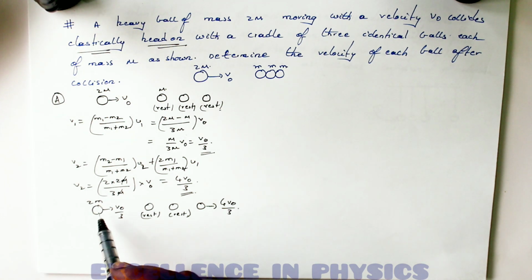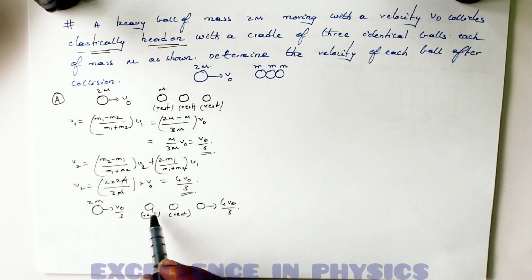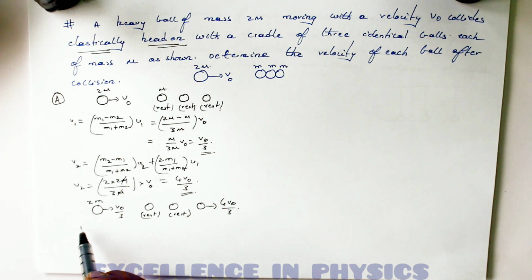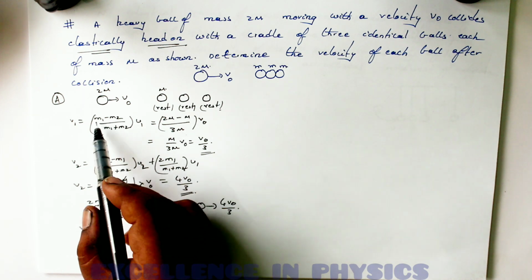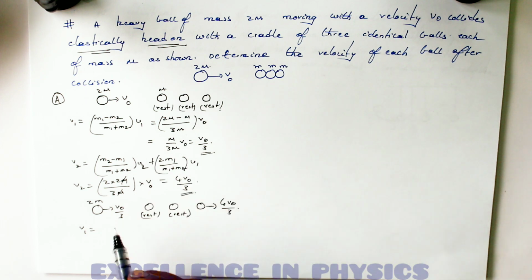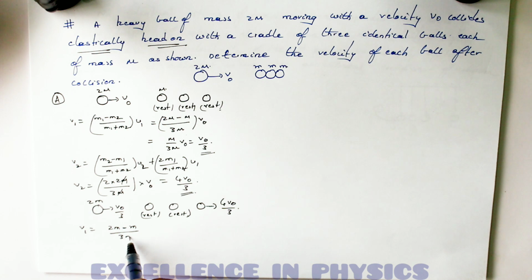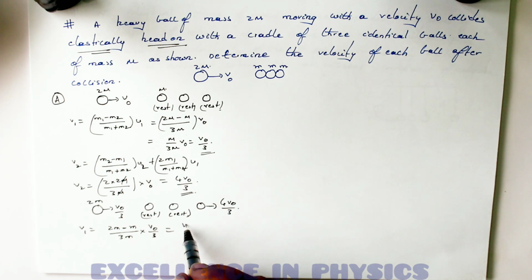Now again this 2m will come and collide with this ball which is at rest. So this will become my second collision. Now if I calculate the final velocity of this 2m after collision, again v1 is equal to (m1 minus m2) by (m1 plus m2) into u1. So the mass is 2m minus the mass of the second ball, m, divided by 3m. Now its initial velocity is v0 divided by 3, so this is 1 by 3 into v0 by 3, which is v0 divided by 9. This will be the final velocity of this first ball after collision.